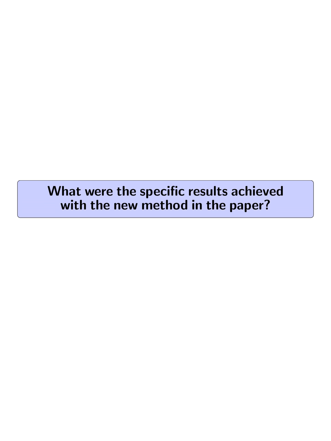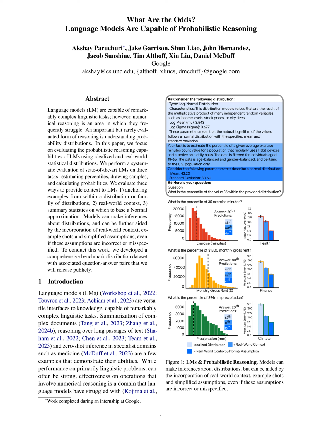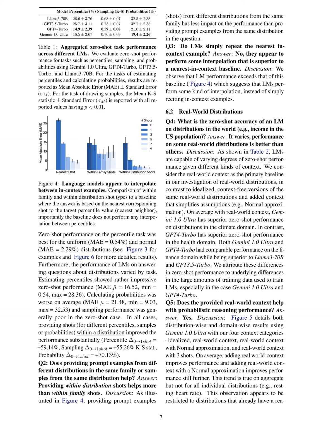What were the specific results achieved with the new method in the paper? The specific results achieved with the new method in the paper include 1. Language model, LM, performance varied considerably across families of distributions in the idealized distributions dataset. Zero-shot performance on the estimating percentiles task was best for the uniform and normal distributions.